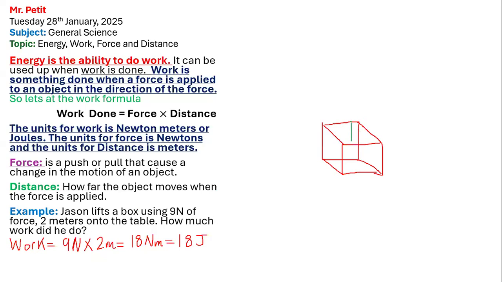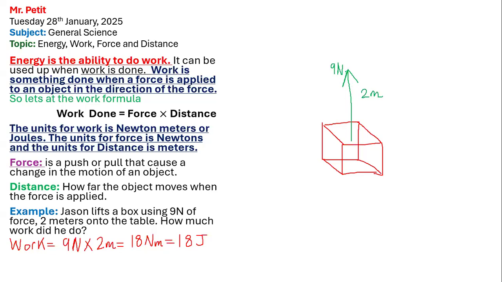this box and it lifts it what? It lifts it up, right? That's when the work is done, right? He lifts the box. It moves how many meters up? 2 meters up, right? And the arrow represents the force. So this is 9 newtons. So the only time work is done is when this box is lifted up in the direction of the force.